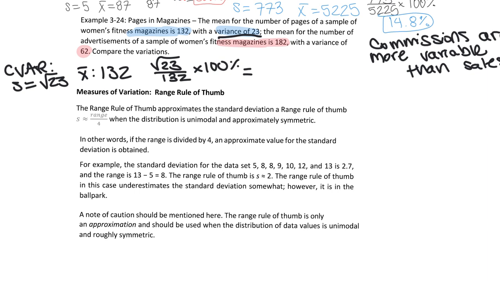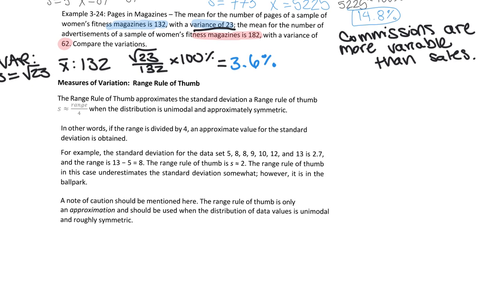That gives me about 3.6%. Okay, so I want to give you a few minutes to find the CVAR for the advertisements. I'm going to start to show my work here. So I'm going to have the variance is 62.